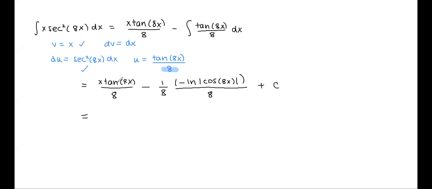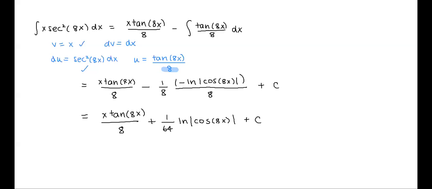So at this point, we have that the final answer for the first term is x tangent of 8x divided by 8, and then minus, now this is minus times minus, so I'm going to make that a plus, and then I have 8 times 8 at the denominator, so that's going to be 1 over 64, which is 8 times 8, and then times ln of absolute value of cosine of 8x plus c. All right. So this is the final answer for this one.